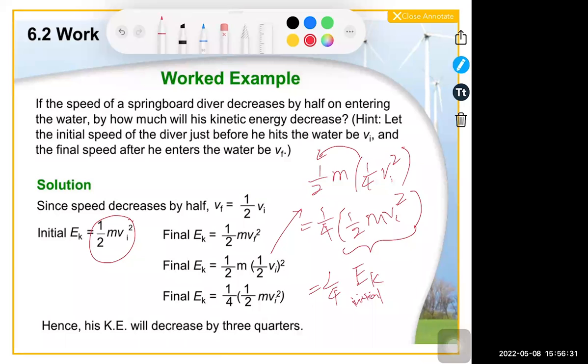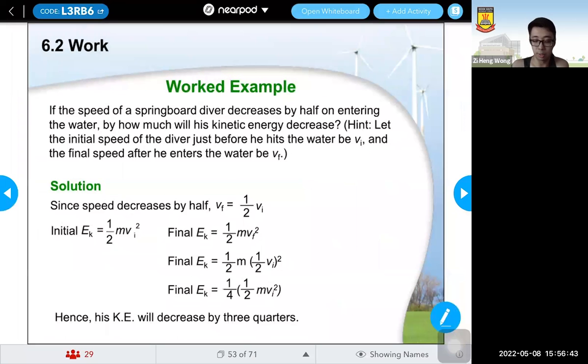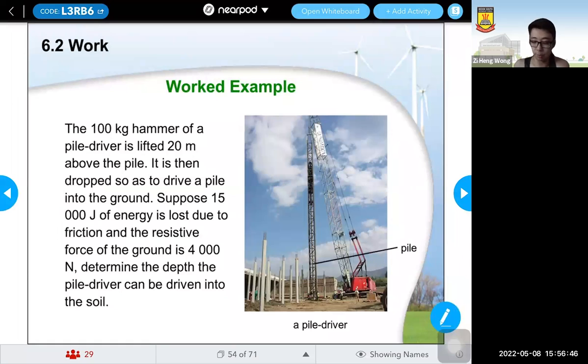Okay, if not, just one last question for this. So you saw we went through a lot of examples. I try to show a bit of variation also. So the last example over here, there's a 100 kg hammer lifted to 20 meters, then it drops. This is how they hammer the piles into the ground. Let's say they tell you that when this 100 kg hammer drops down from 20 meters, it loses about 15,000 joules of energy due to friction and resistive force. Determine the depth which can be driven into the soil.